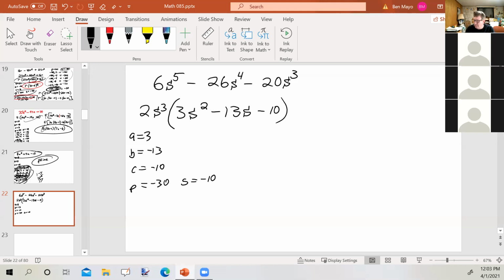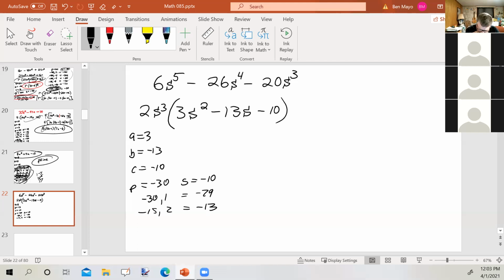I'm looking for two numbers whose product is negative 30 and whose sum is negative 10. The product is negative, so I've got to have a positive number and a negative number. The sum is negative, so the bigger number has to be negative. So how about negative 30 and 1? Well, that would give me a sum of negative 29. How about negative 15 and 2? That would give me a sum of negative 13.